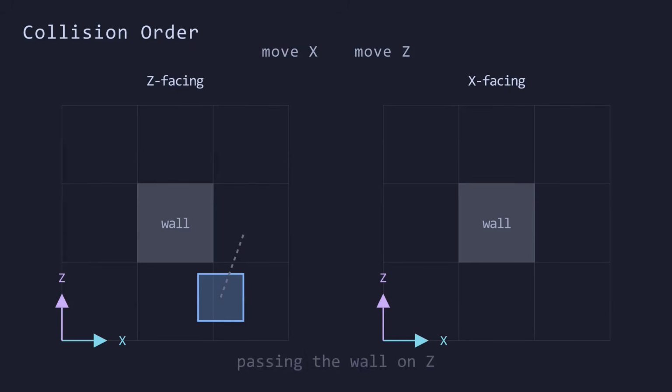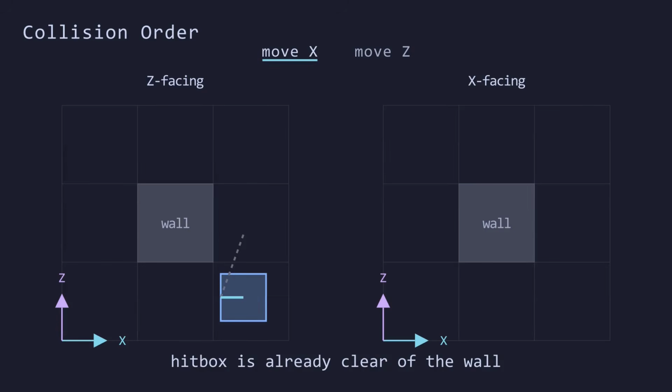This is a Z-facing jump. We pass the wall on the Z-axis and we need a bit of X movement to get around its face. Move X runs first, so by the time move Z pushes us past the wall, the hitbox is already clear of its face, and we get through.